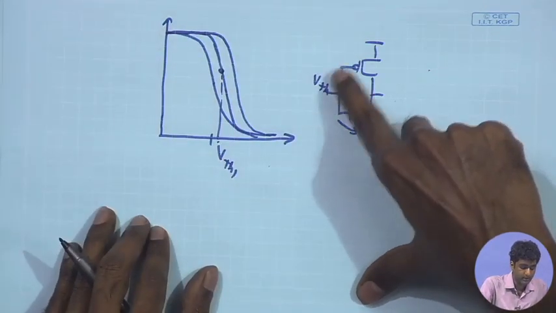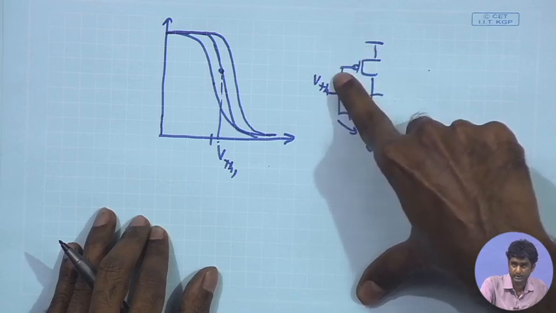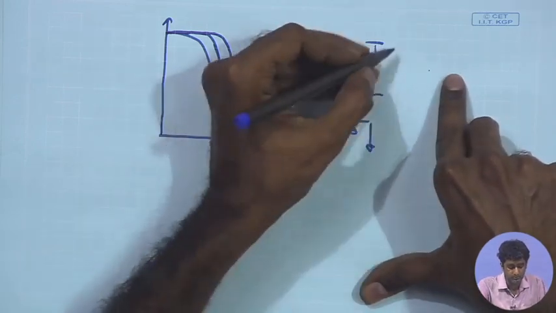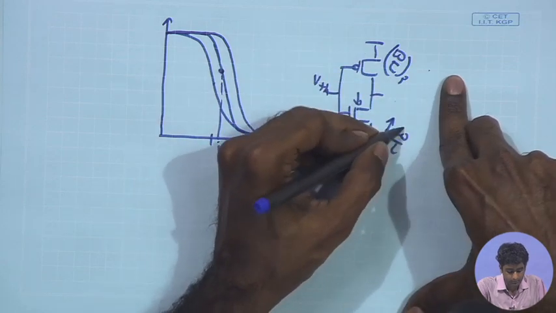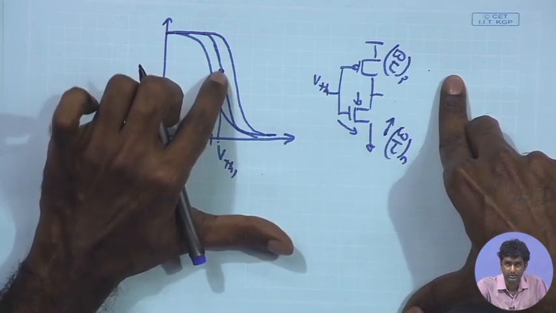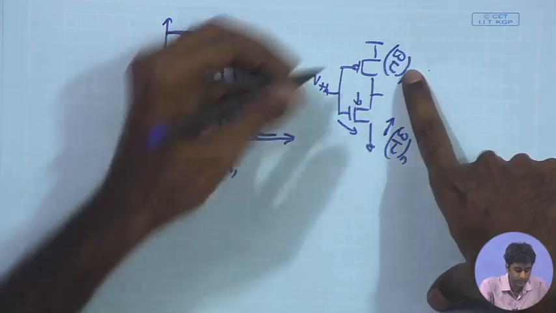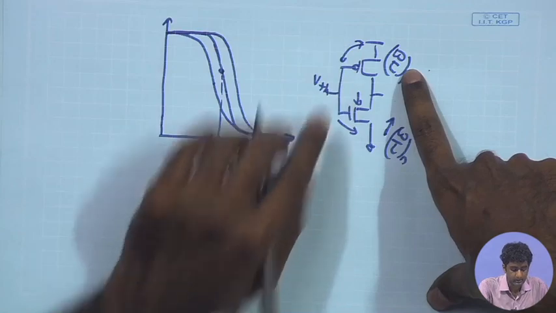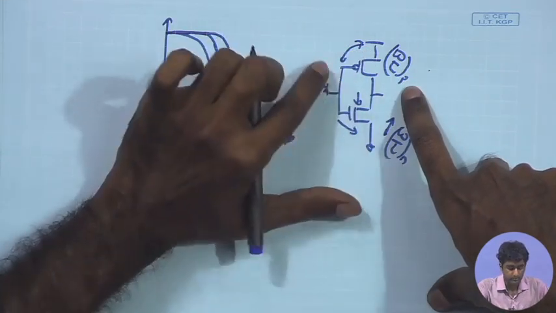On the other hand, we have the same W by L for the PMOS. Therefore, the VSG of the PMOS is remaining the same, and the W by L of the PMOS is remaining the same. But I have increased the W by L of N as compared to the original device where the trip point was obtained here. So here, the VSG of the PMOS is remaining the same, and the W by L is remaining the same.